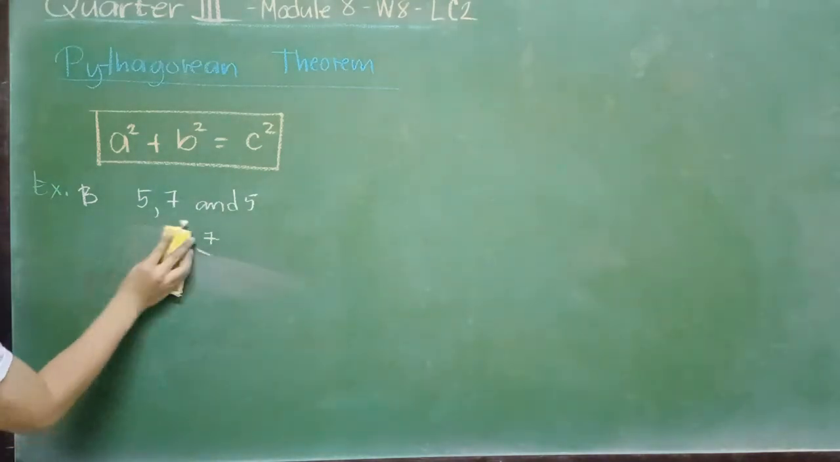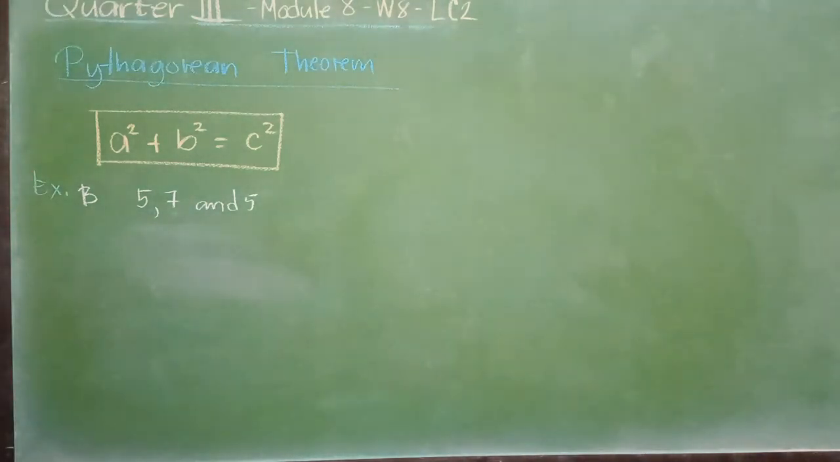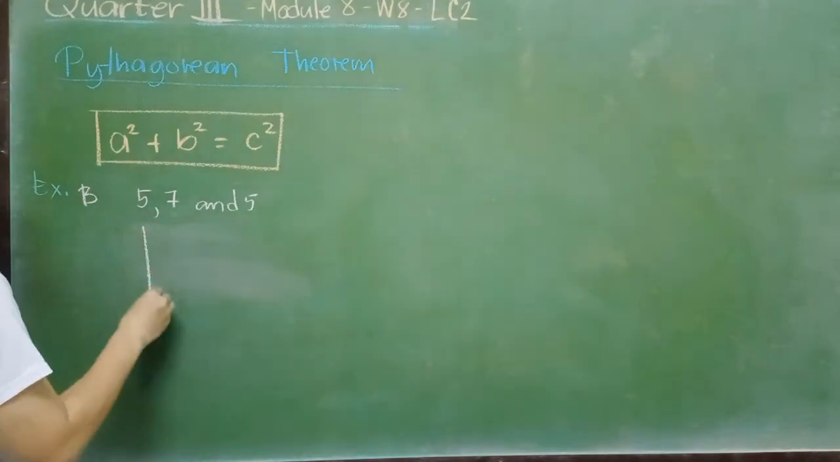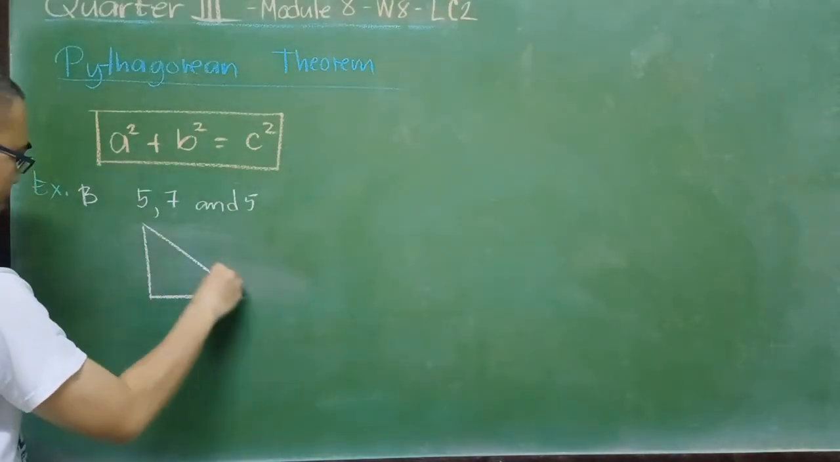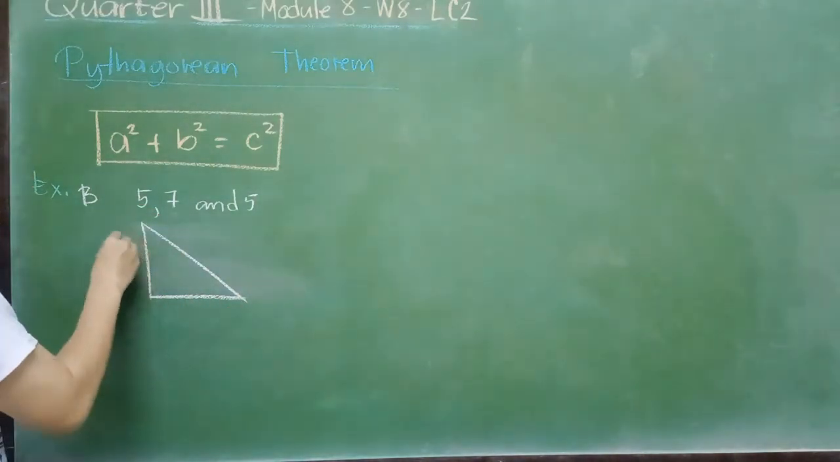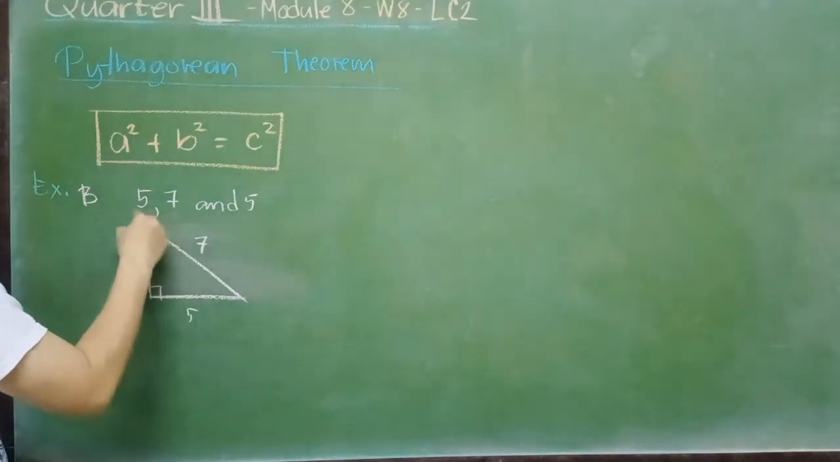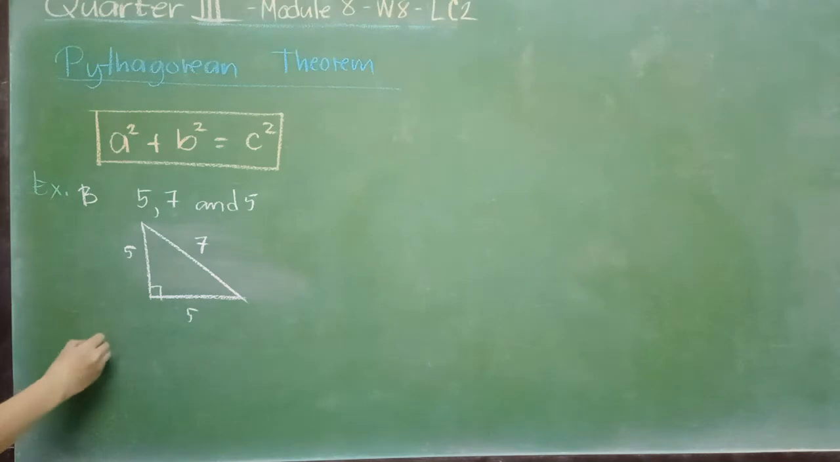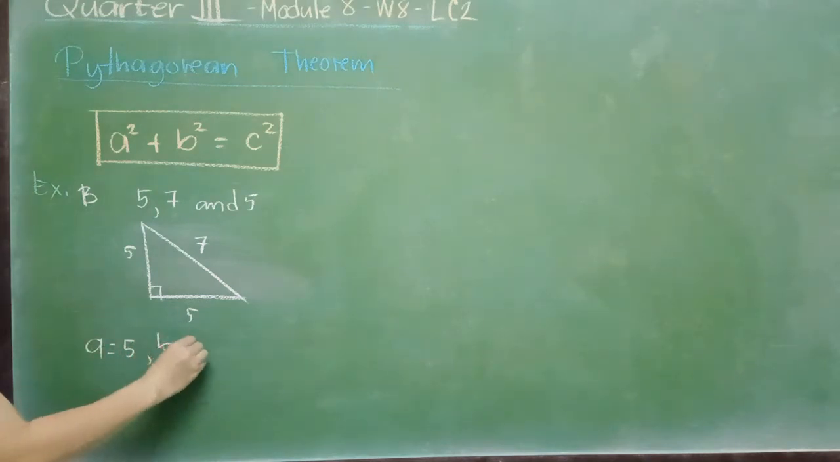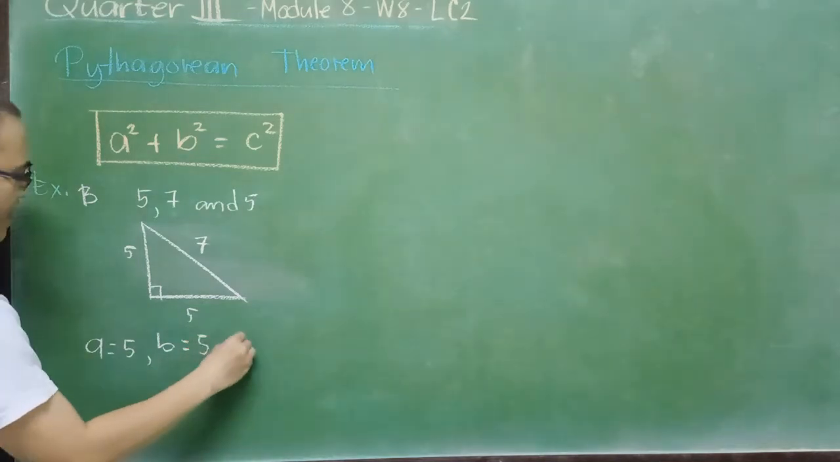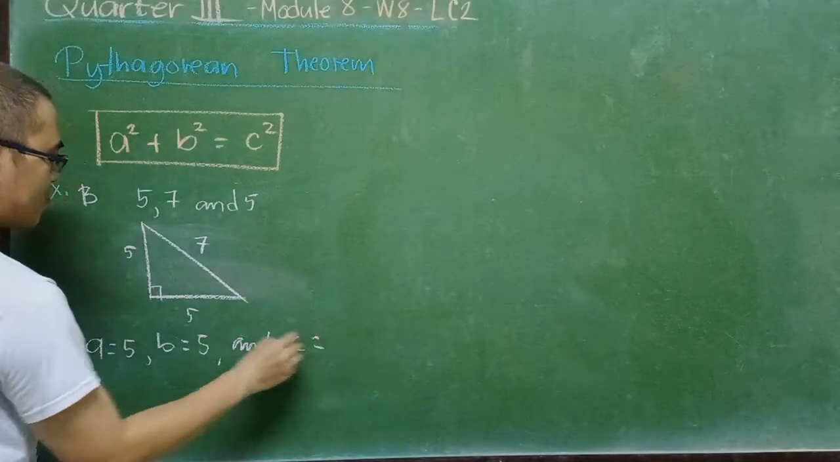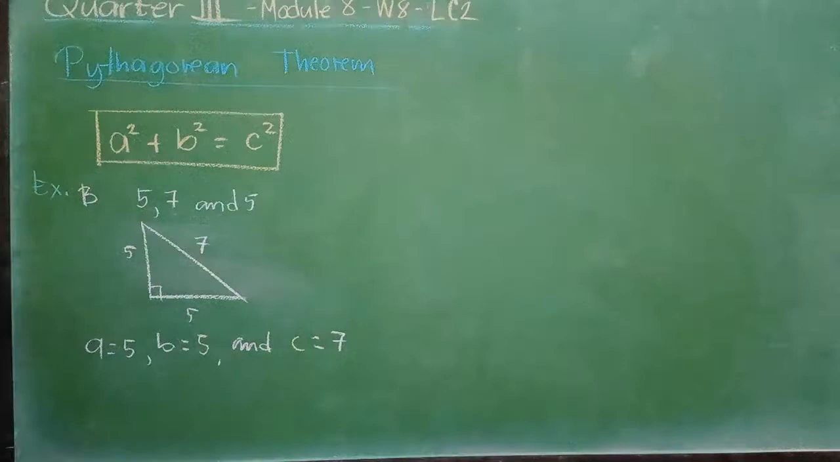isosceles triangle. So ang itsura niya would be ganyan. So 5, 5. Right triangle pa din. Tapos yung pinakamalaking side, 7. So yung A natin will be 5. Yung B natin will be also 5. And then yung C natin is 7.